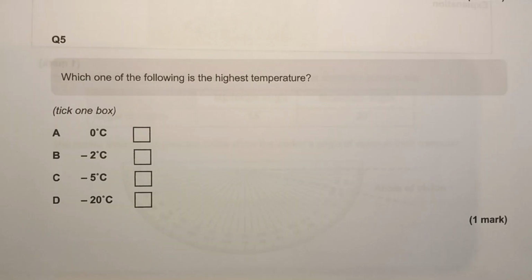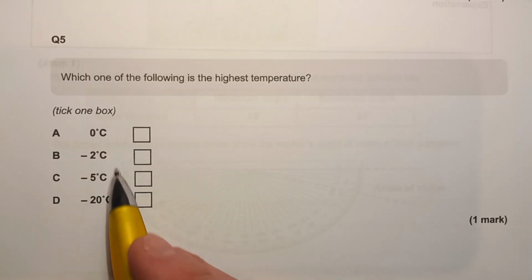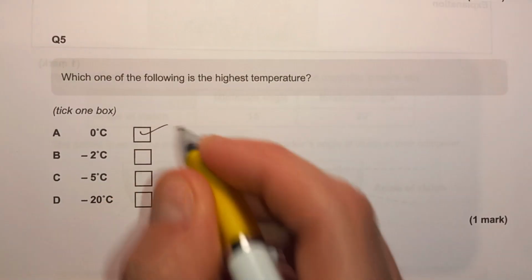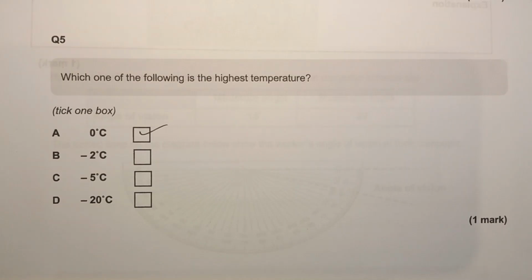Question 5. Which one of the following is the highest temperature? Okay, well, we've got one that's 0, the rest are negative. Well, if they're negative, they're all less than 0. So that one must be the highest.